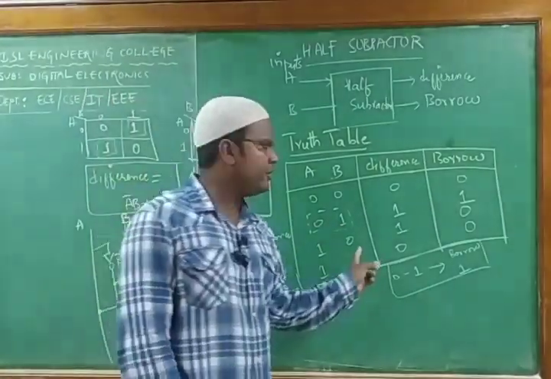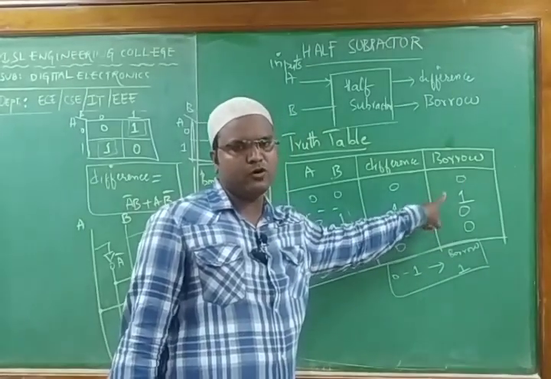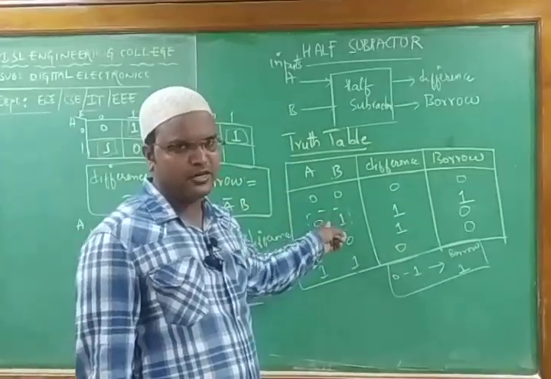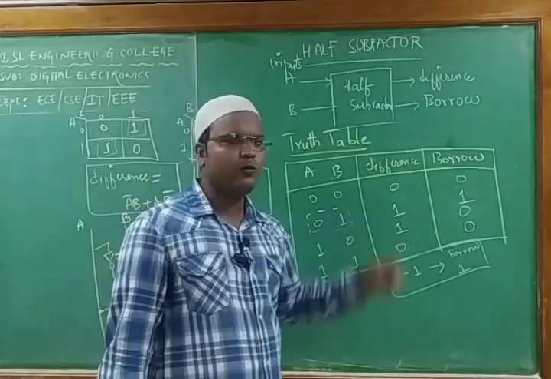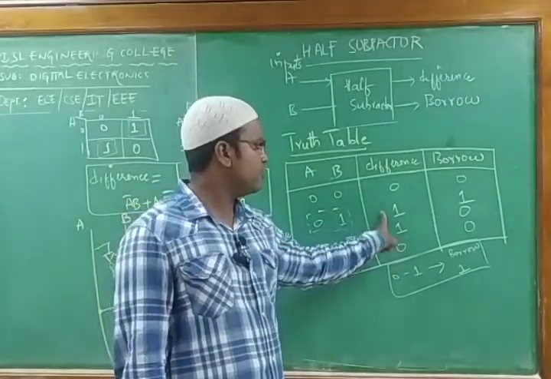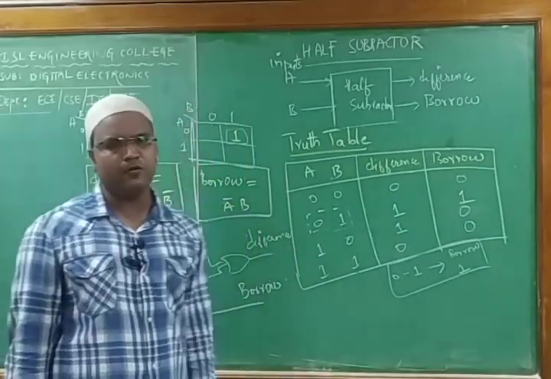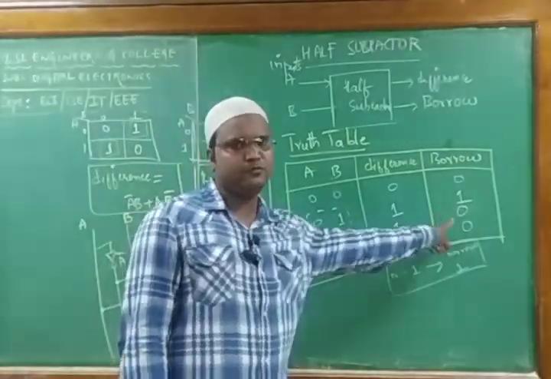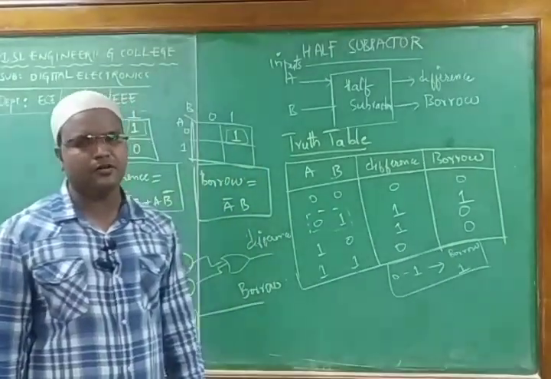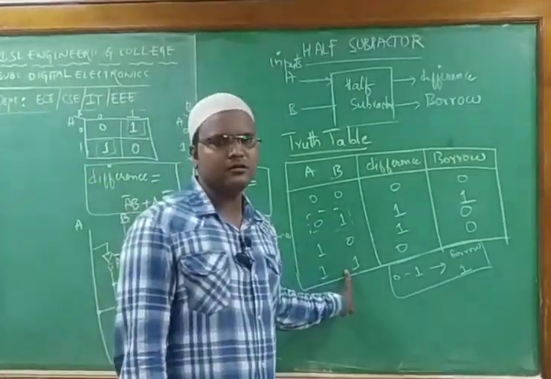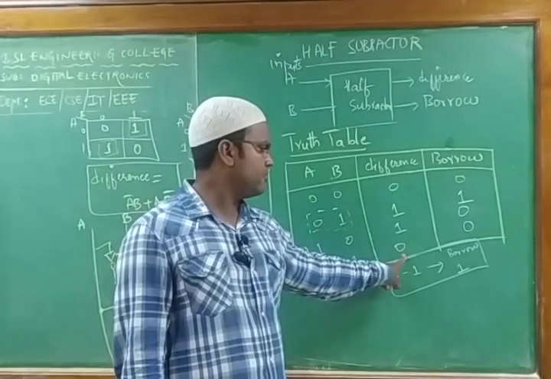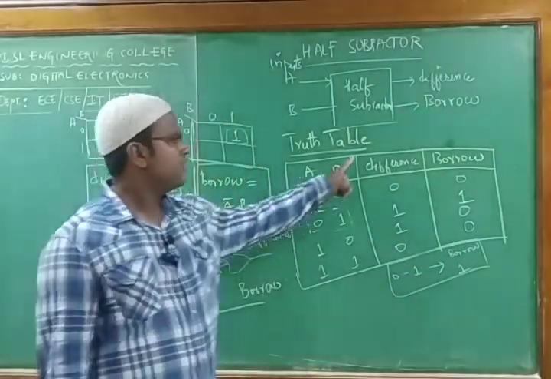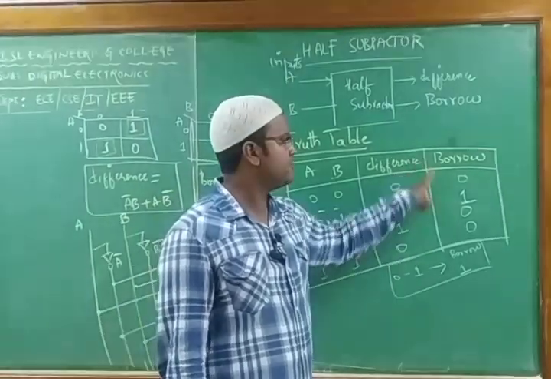So for that, what am I doing? I am borrowing the bit. That means borrow should be present. So borrow is 1. Now the reverse operation: instead of 0 minus 1, 1 minus 0. It's 1. So difference is also 1. Borrow is also high, 1. 1 minus 0, high, 1. There is no borrow, that's the reason it is 0. 1 minus 1 would be 0. We are still not borrowing, so it is also 0. This is the difference output. This is your borrow output.